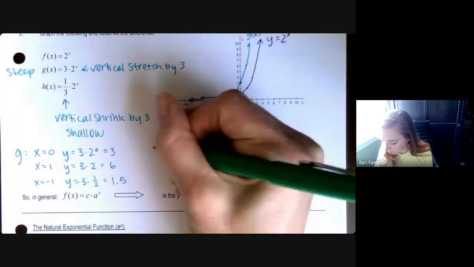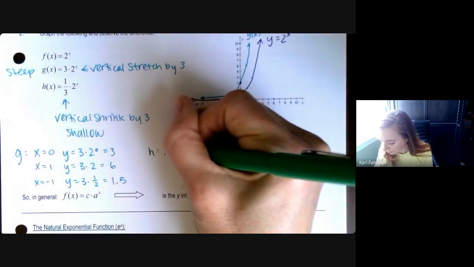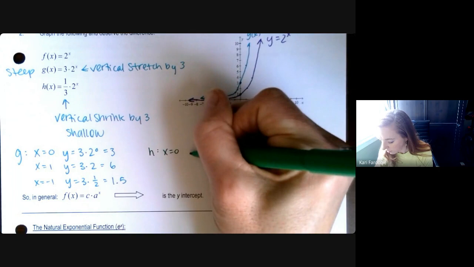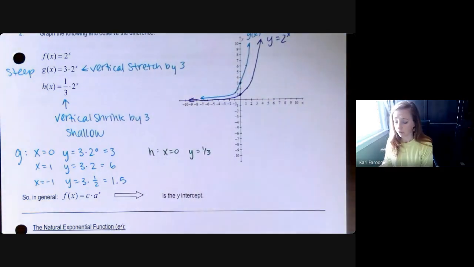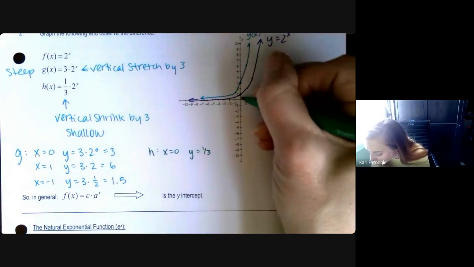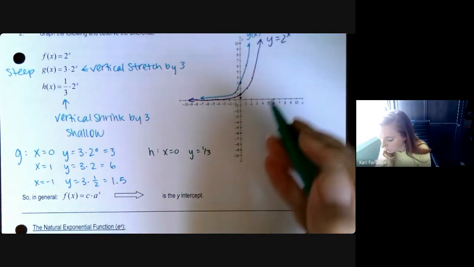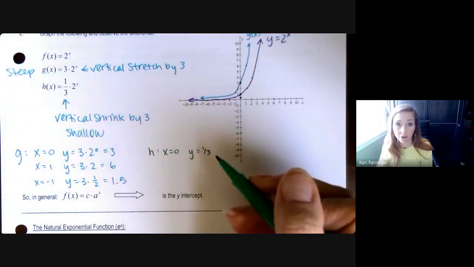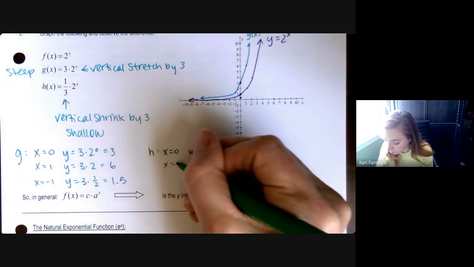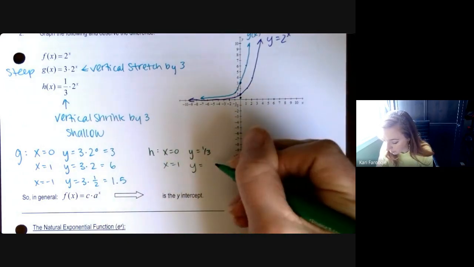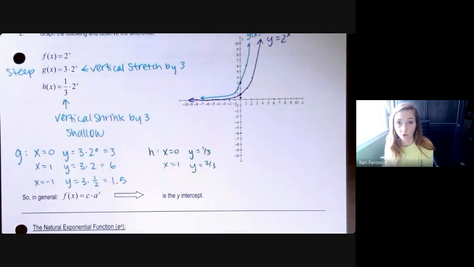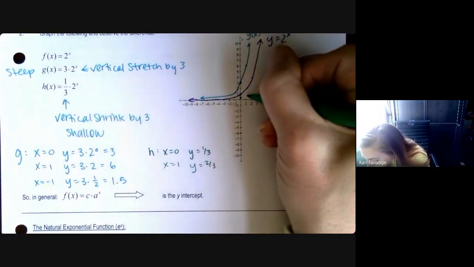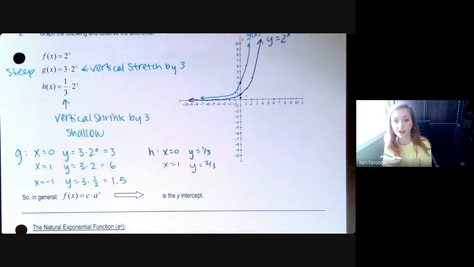So for our graph of h, when x equals 0, y is 1/3. And then you can check these with the table in your graphing calculator, but that gives you a y-intercept that's down here at 1/3. And then if x equals 1, then you just have y equals, well, 1/3 times 2, which is 2/3. So still not even up to 1 yet.